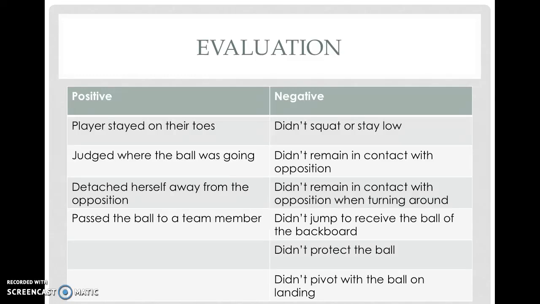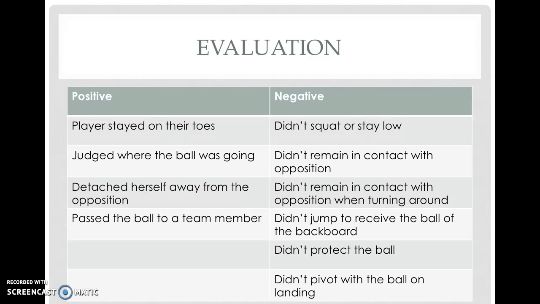The evaluation of the player for box out and rebound. Positives were the fact that they stayed on their toes at all times. They judged where the ball was going to go. They detached themselves away from the opposition and passed the ball to a team member. However, they did not squat down and stay low in order to stay stable, so that the opposition doesn't knock them over.